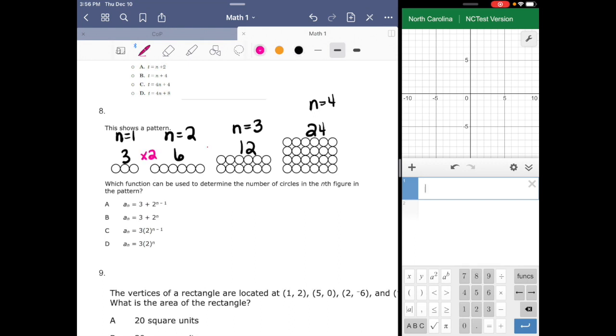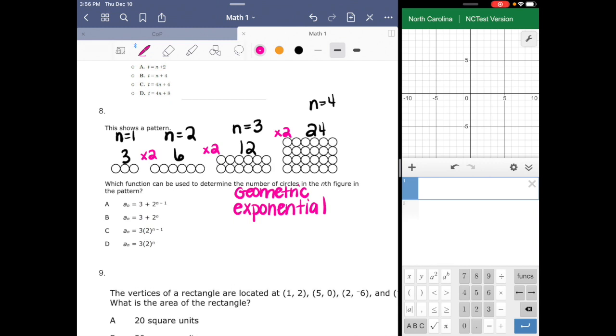So what's happening every time? So every time I'm multiplying by 2. So this isn't actually going to be an arithmetic sequence. This is going to be a geometric sequence. So this geometric sequence tells me that I need to multiply every time. So this is actually going to be exponential.